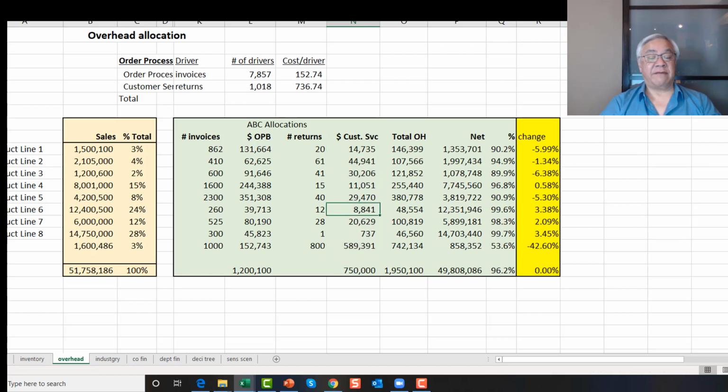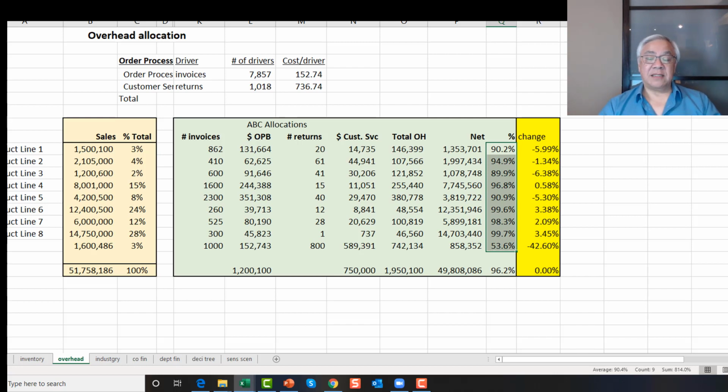And that equals a 750. So in total, we know we're in good shape. Total allocated is the sum, $1,950,000. Now we can do the same thing as net, is take the sales minus the cost equals net. And here is the result of what we just did based on ABC. And we see there's not all at 96% now.